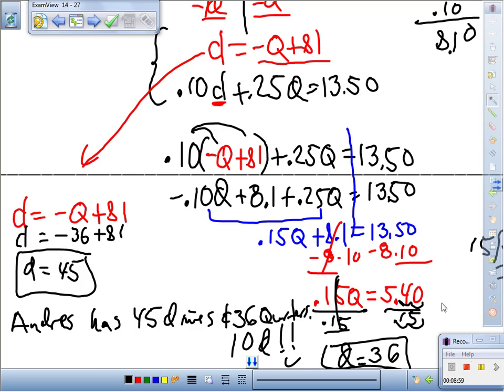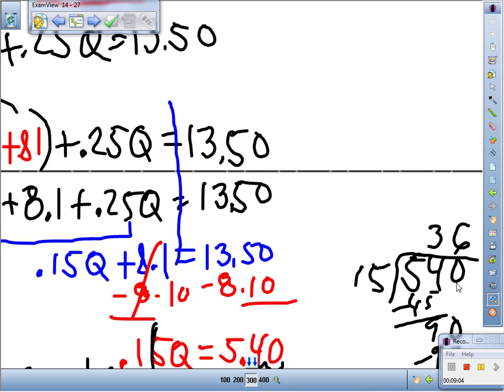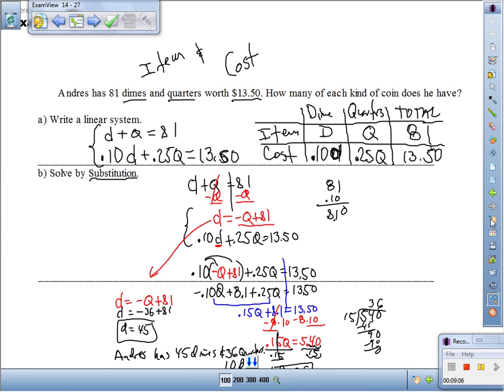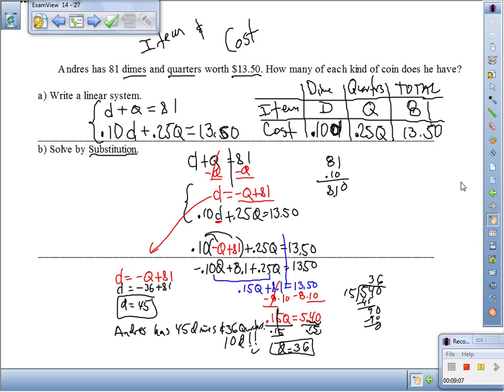Piece of cake? Just a little lengthy because of the work involved. But now you guys realize why we've been using which method mostly for solving systems. Which method have we been using? Elimination, because it's easier just to eliminate a variable from the beginning. Okay? Let's go to number 15.